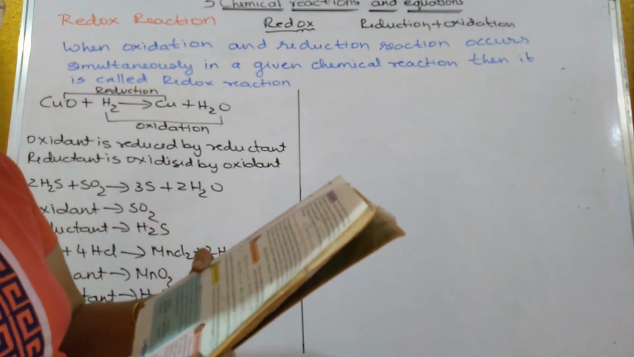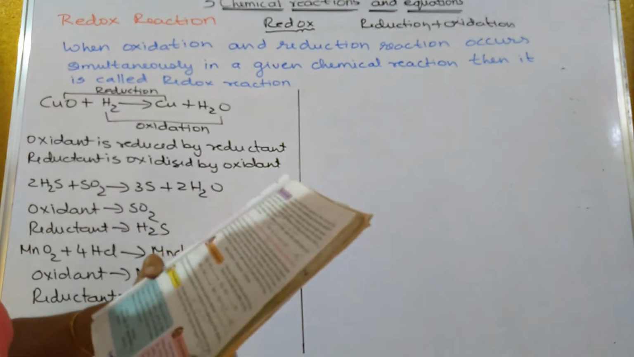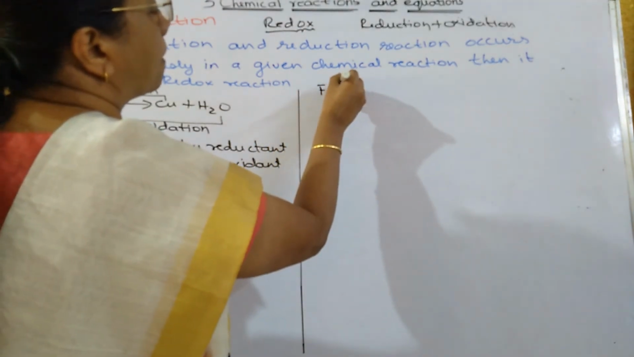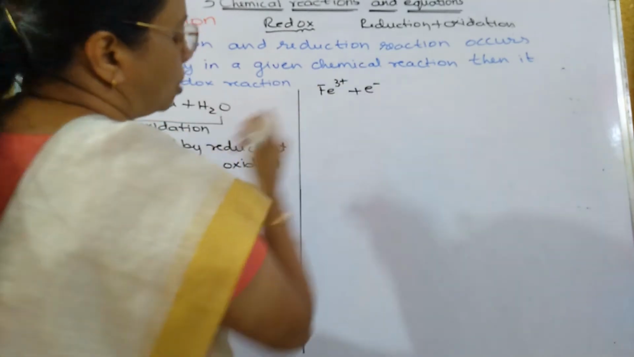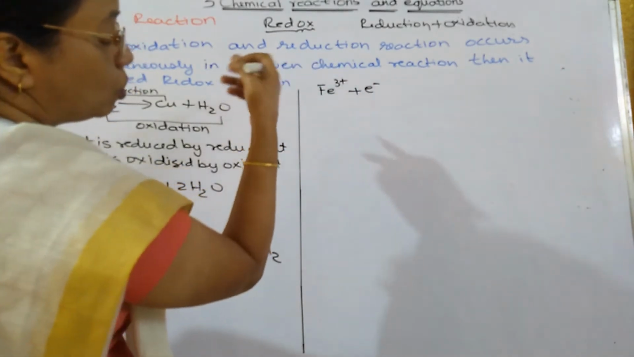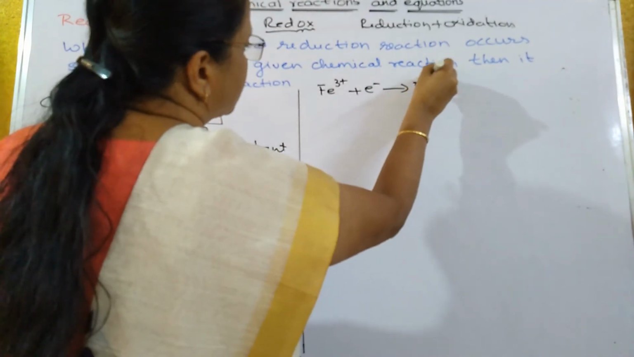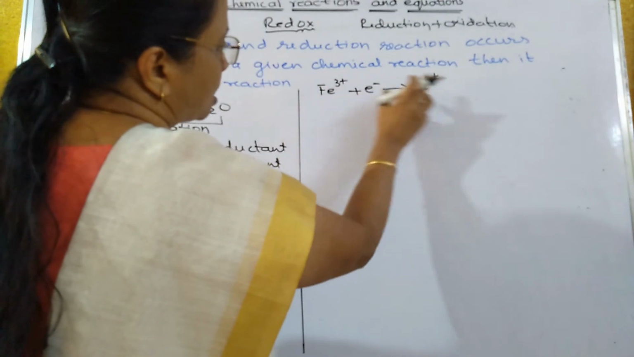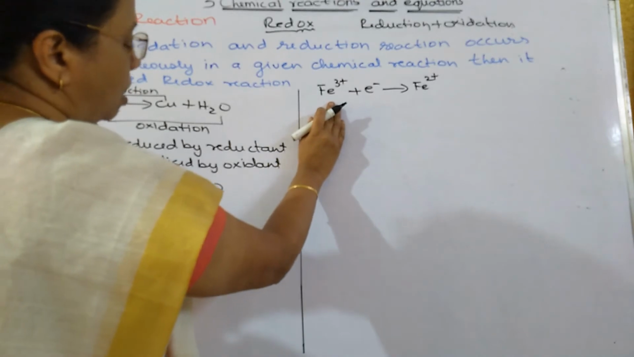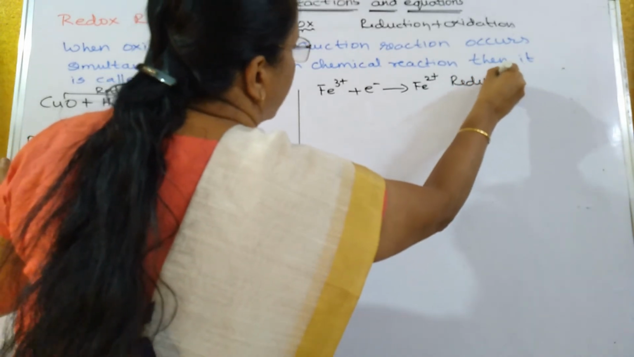Then third question: write the reaction of the formation of Fe2+ by reduction of Fe3+ by making use of the symbol e minus. So Fe3+ takes one electron. Now what is the meaning of 3+? Fe has lost 3 electrons. Now it will take 1 electron and become Fe2+. Since it has got 1 extra electron, 3+ will become 2+. That means it has lost now only 2 electrons. First it had lost 3 electrons, it took 1 electron and became Fe2+. So this is an example of a reduction reaction.